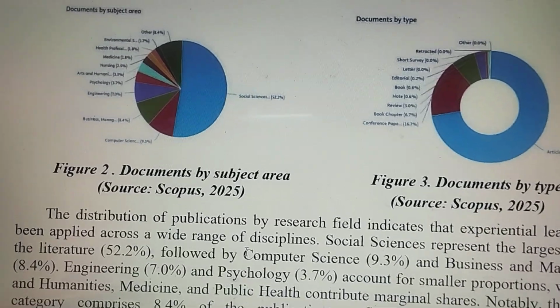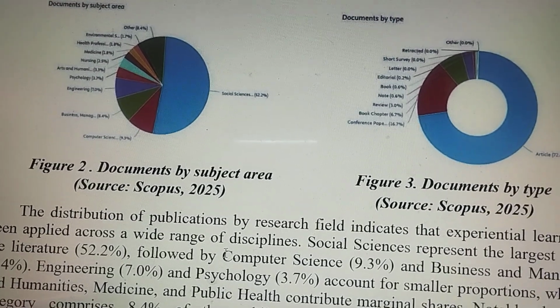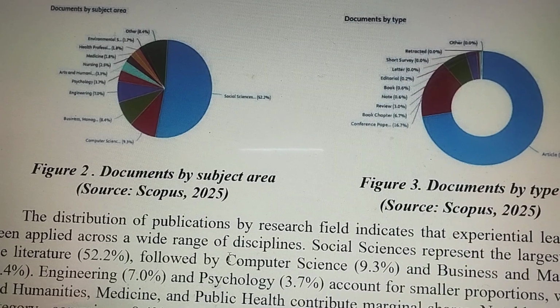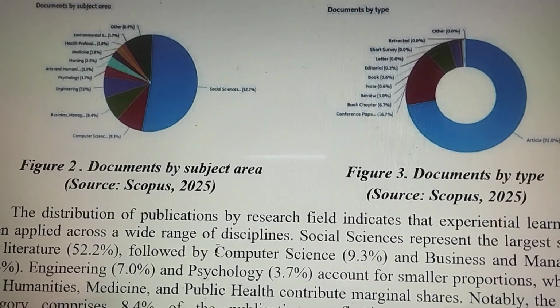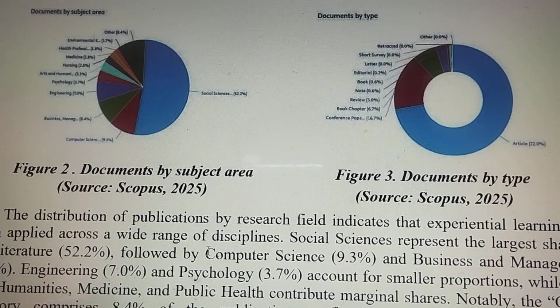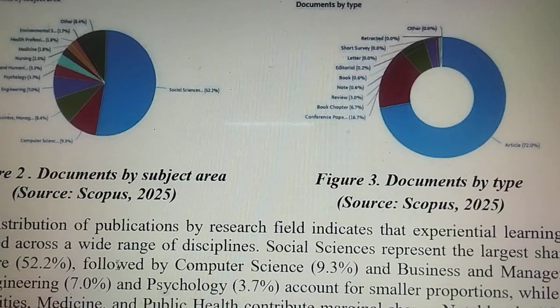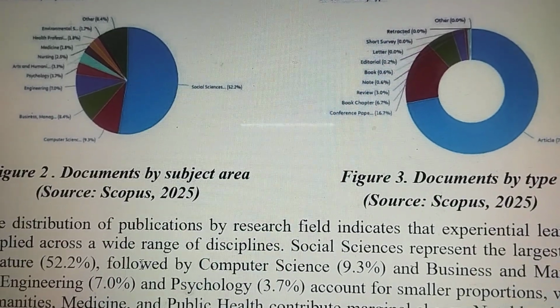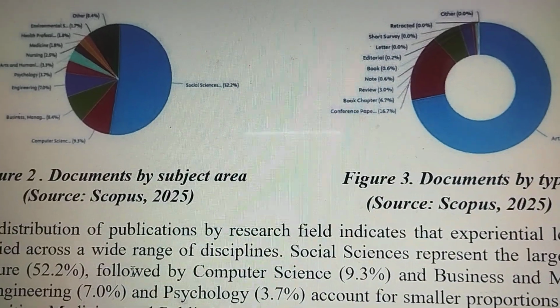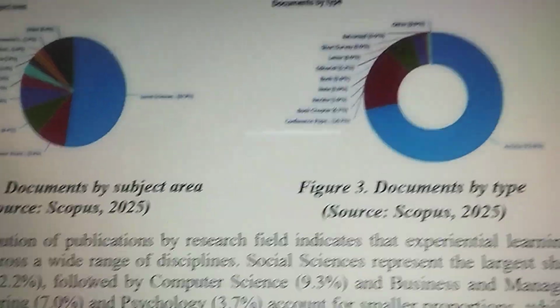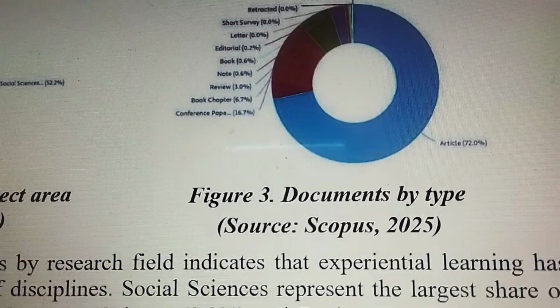Hello, so for bibliometric analysis, we are using software like Bibliometrix, RStudio, Biblioshiny, then VOSviewer, and we are also taking data and graphs from Scopus. Okay, after that, the analyze results section gives us this type of result.